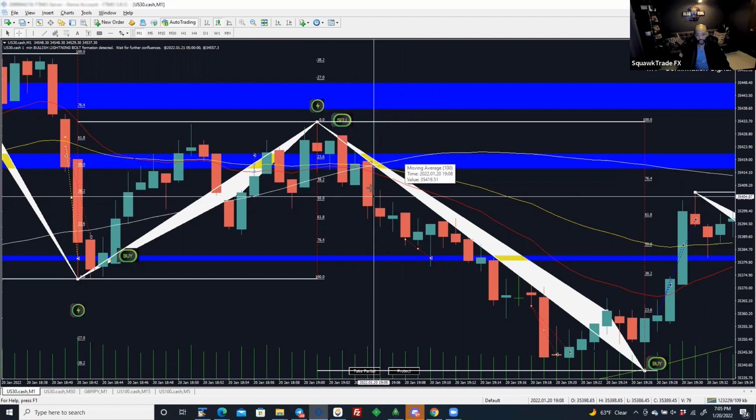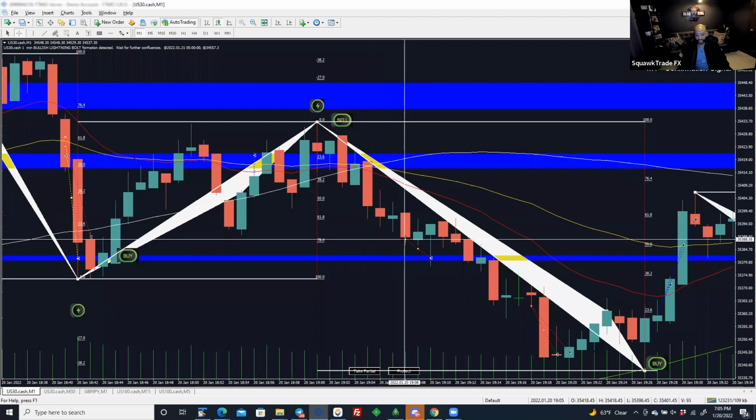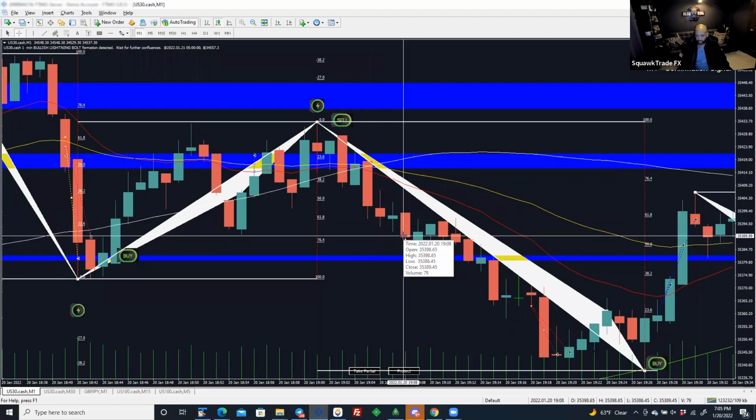It broke through, and that would have been a great sell. I got in late. I got in at this point. I don't know why I got in so late at that point, but I did get in there, and I closed out my first partial for 8 pips.